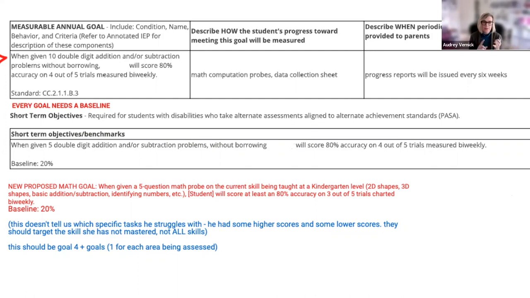So this doesn't tell us what specific tasks he struggles with, because he had some higher scores and some lower scores in his math. In this IEP, up above in the present levels, they told us this, right? So they should target the skill that he's mastered, not all skills, because they're basically proposing a probe on all kindergarten level math skills, but he didn't do poorly on all of them. He only did poorly on some of them. So maybe he does a goal that's targeting the kindergarten level math skills he did poorly on, which my guess is going to have to do with visual spatial skills, because he has a visual processing disorder, visual spatial, hemianopia, et cetera. And then what are the math goals that he could work on that are at his grade level? So maybe he's going to have some that are lower and some that are higher, targeting different skill areas.